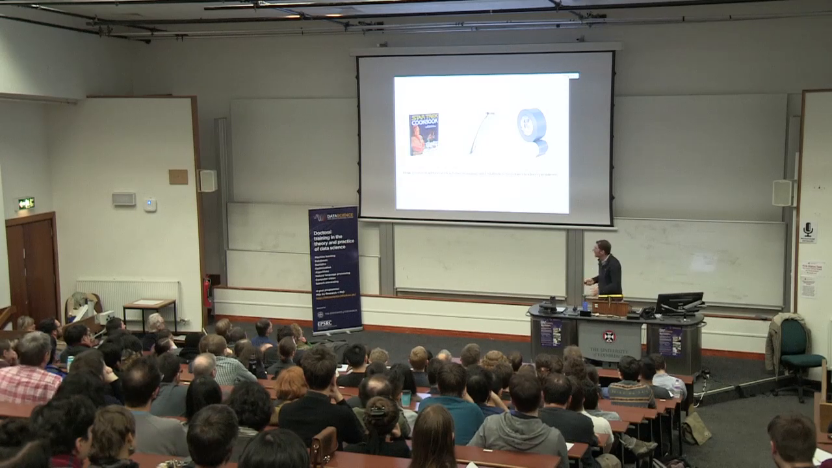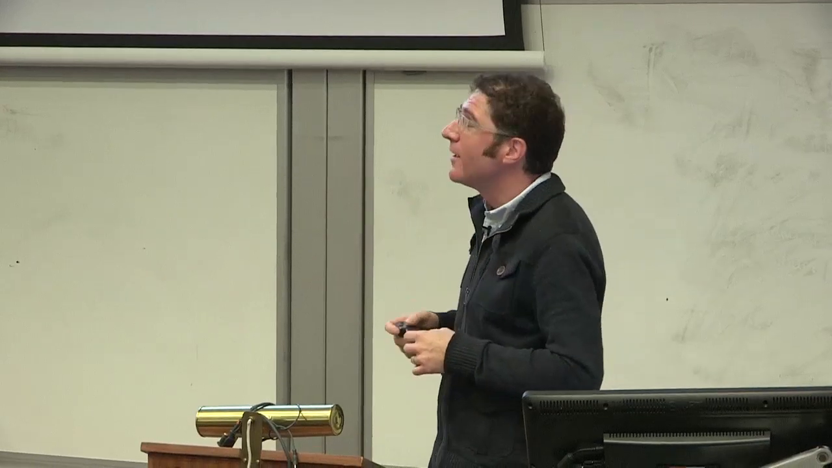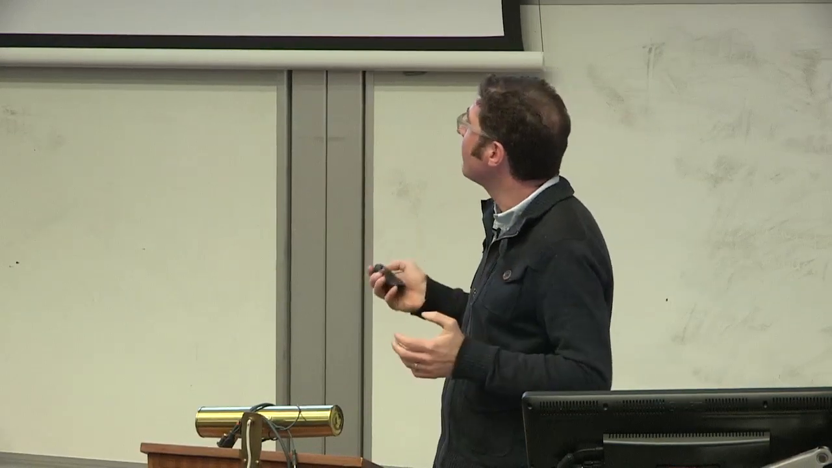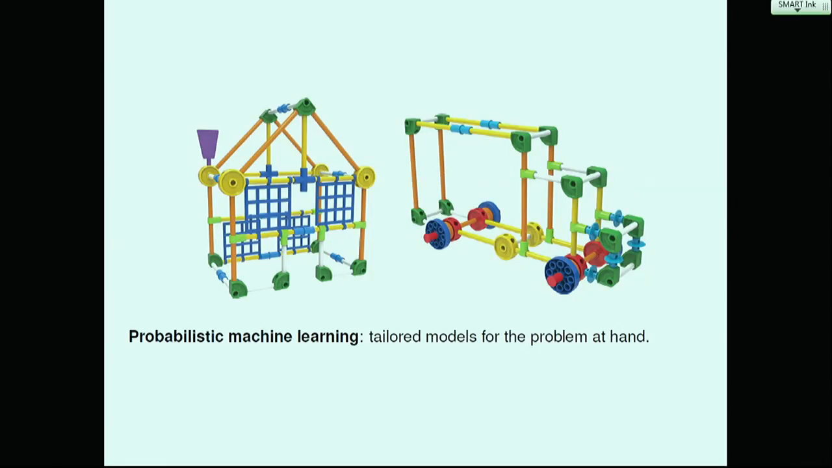So traditional machine learning and statistics, how do you use it to solve modern problems? Well, you take a cookbook of methods, a shoehorn, and duct tape. You basically link your neural net to a logistic regression, to a softmax, whatever. You duct tape it all together, throw in other things, and get something that works. Probabilistic machine learning is more about tailoring models for the problem at hand. You have a problem, you have knowledge about it, and you want to build one method that is tailored to that problem you want to solve.